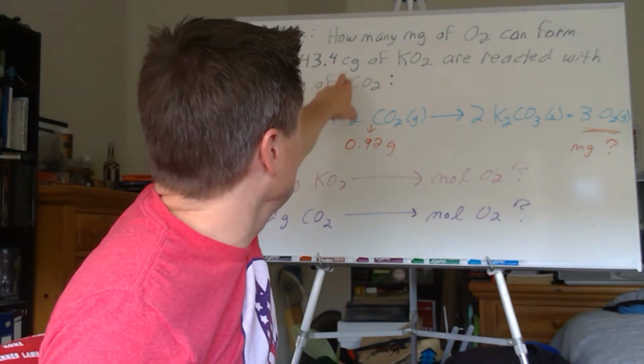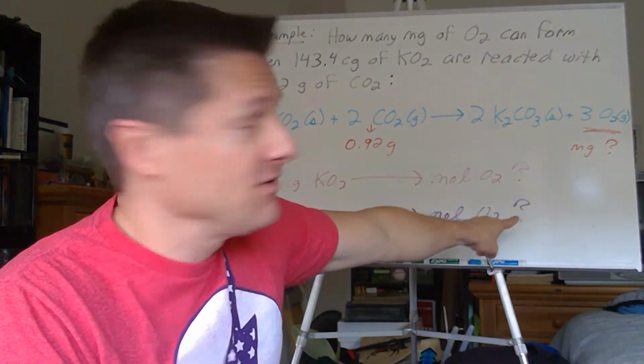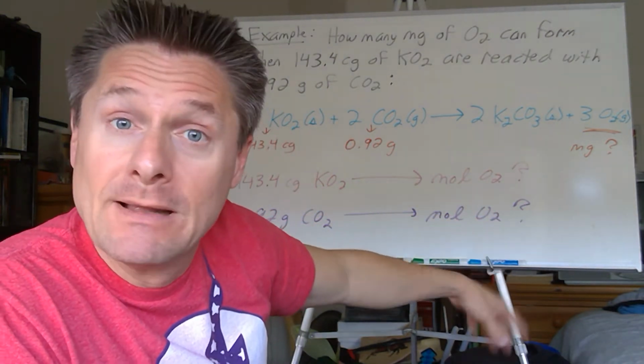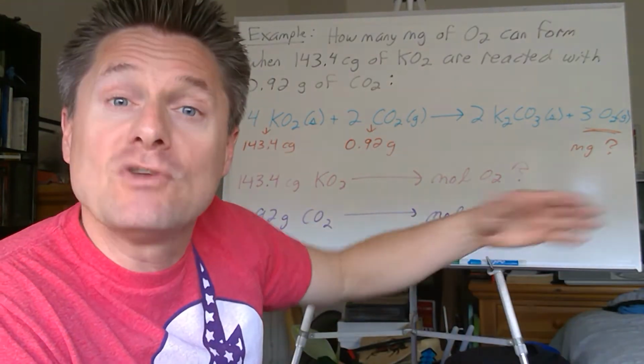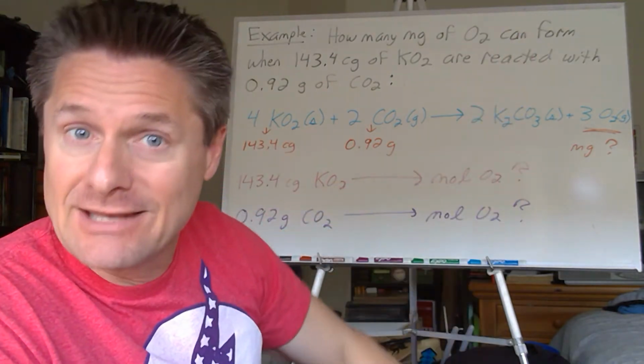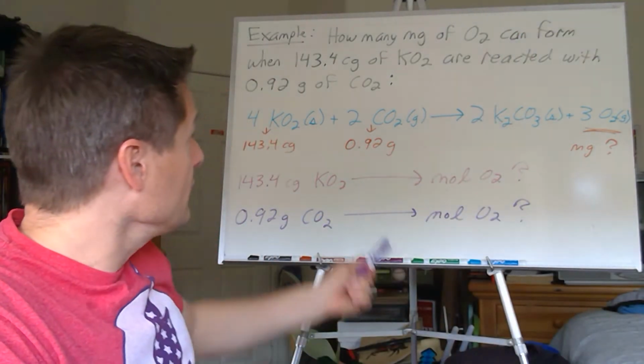Now, you could do that straight to milligrams. If you want to do both of those to milligrams of O2, you're welcome to do that. And then the lower one is your answer. Or you can just go straight to moles, and then once you get the lower one, take that and continue on, convert moles to grams, then grams to milligrams. So go ahead and do that for me.